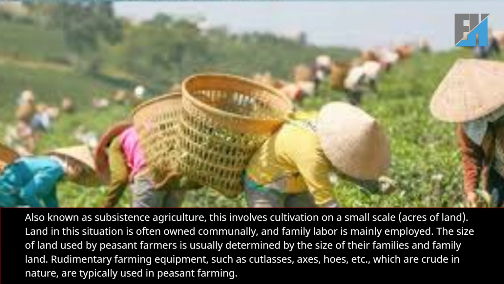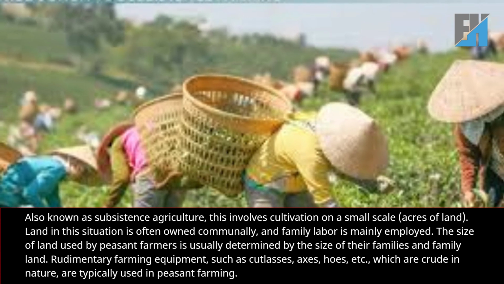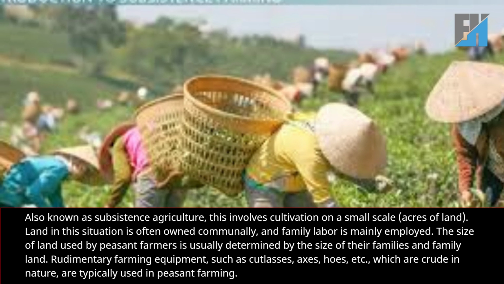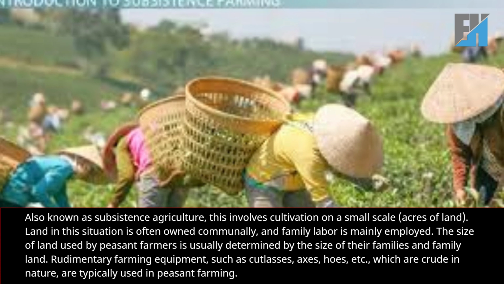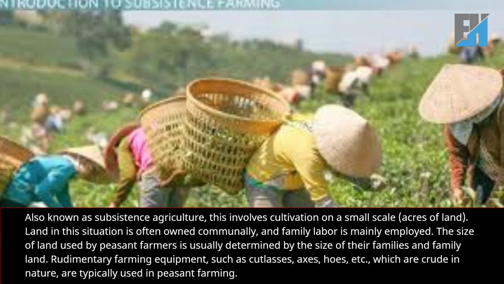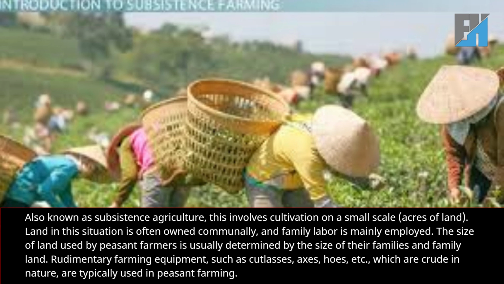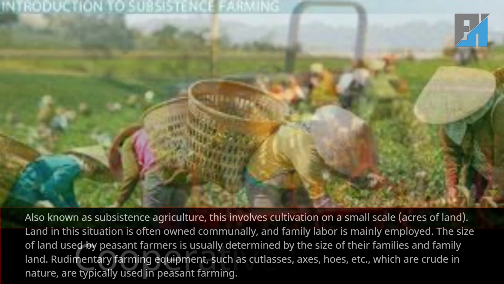The size of land used by peasant farmers is usually determined by the size of their families and family land. Rudimentary farming equipment, such as cutlasses, axes, hoes, etc., which are crude in nature, are typically used in peasant farming.